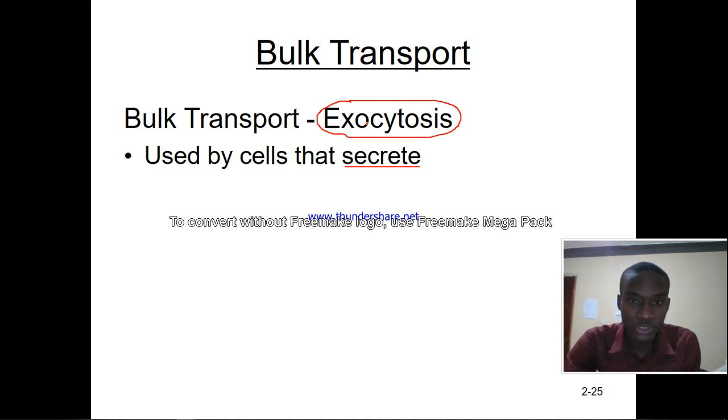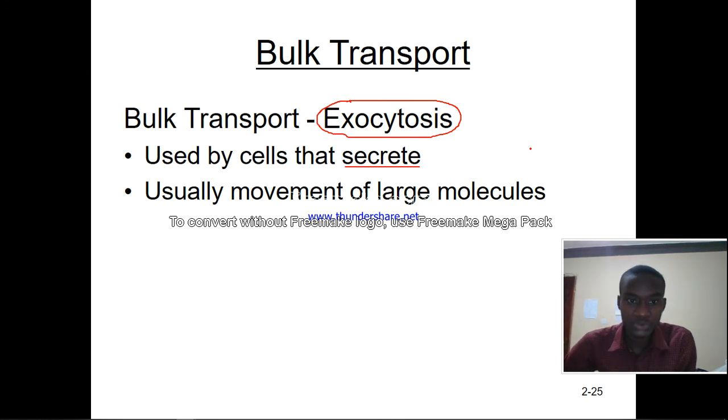So exocytosis, the bulk transportation mode of mechanism across the plasma membrane, can be found commonly in those organs that secrete, for example, those organs that secrete hormones.